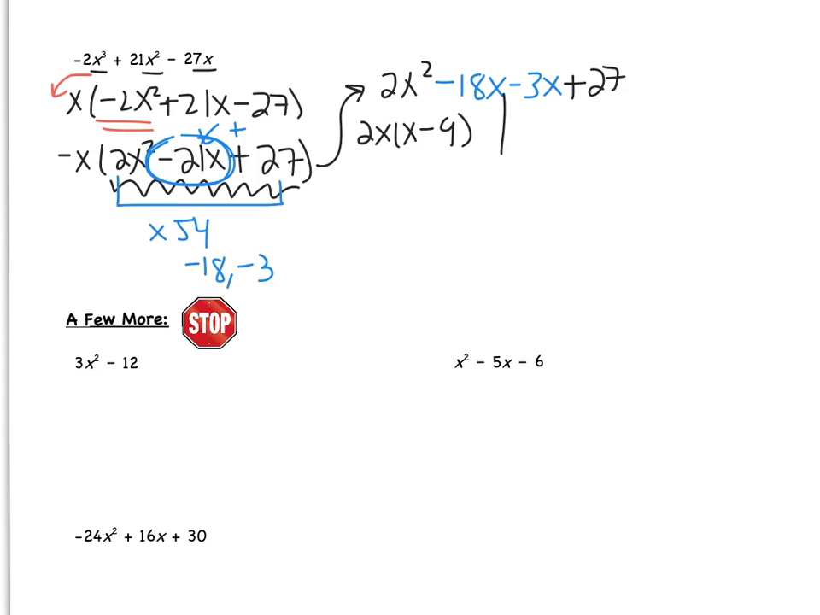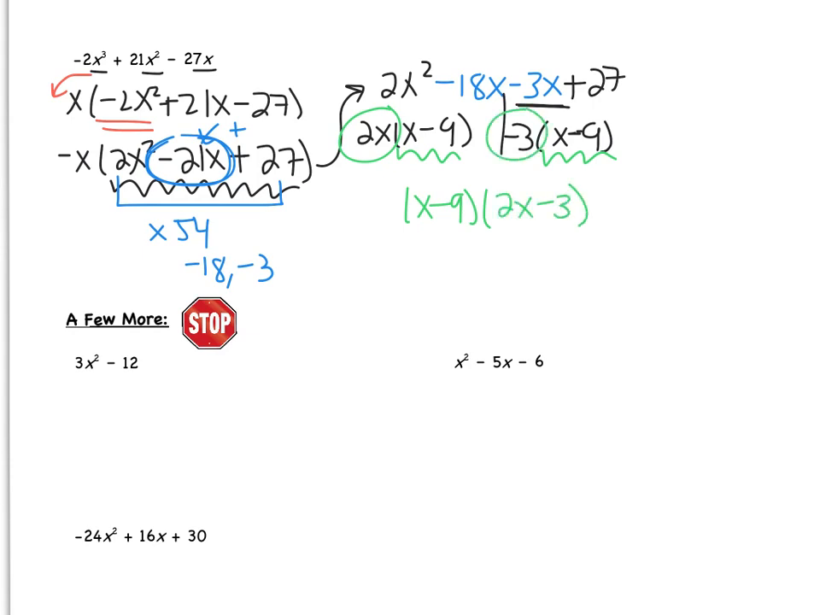I need to be able to take something out so that I'm left with x minus 9. If I want this first term to become an x, I need to take out a negative 3. Now, our parentheses match, which is a good sign. This becomes our first factor, the x minus 9. Our second factor is the stuff outside, so that's the 2x minus 3. Now, that's not the final answer. We have to remember we took a negative x out at the beginning, so that still belongs out in front.